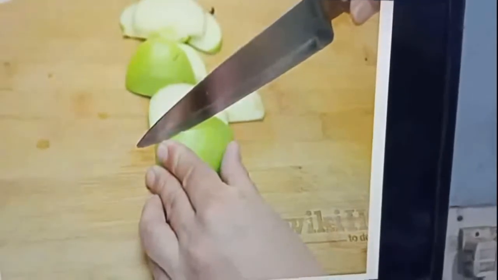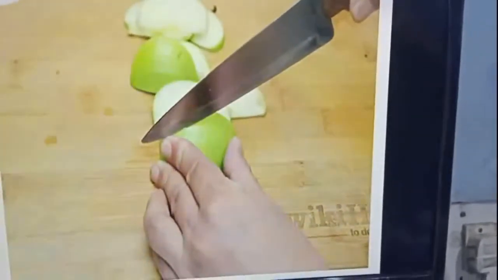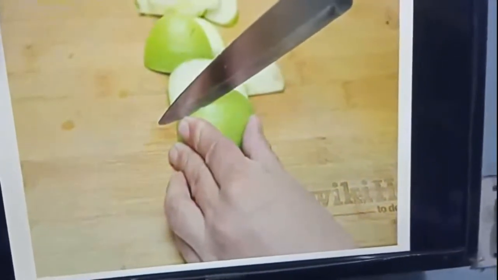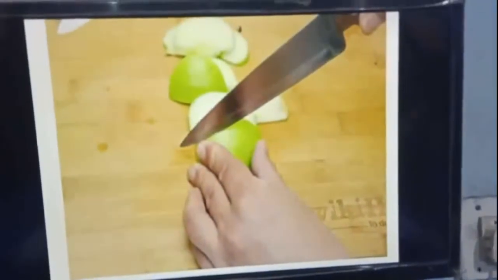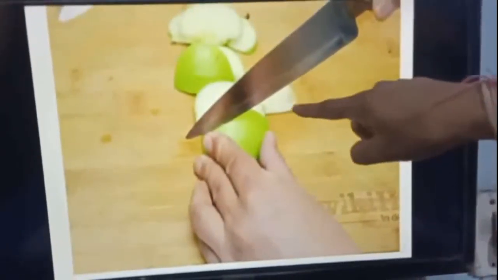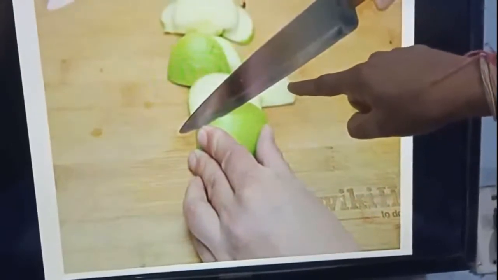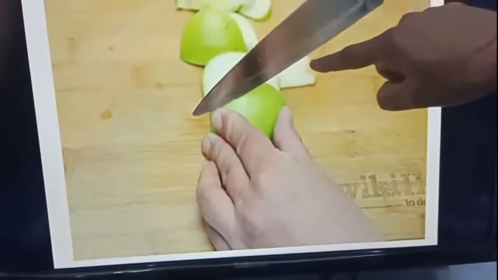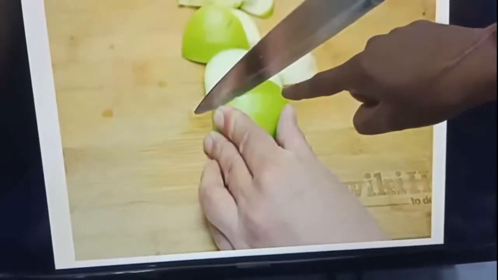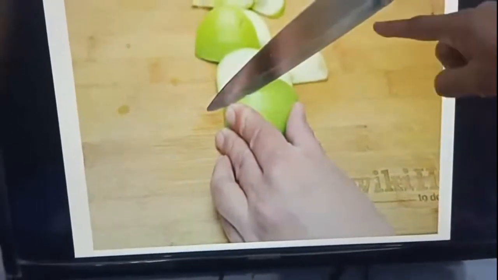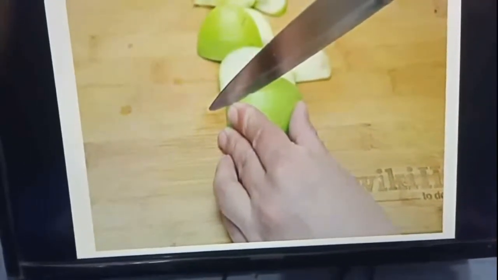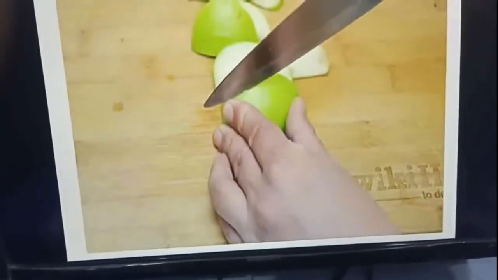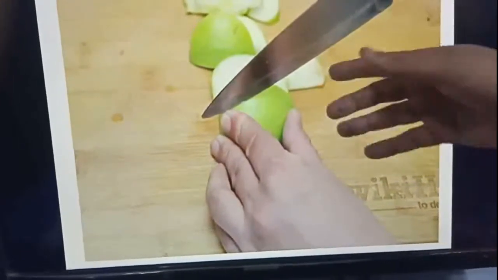Now we discuss examples from daily life in which we increase the pressure by decreasing the area. In the given picture we observe we cut an apple with a sharp knife. A sharp knife has less area, so it exerts more pressure, so it easily cuts the vegetable. In place of the sharp knife, if we take a blunt knife, it has more area, so it exerts less pressure, so it does not cut the apple easily.